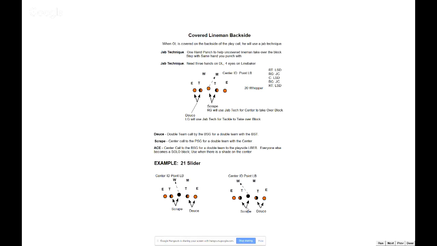And then here, 21 slider again, but now we're in the under front. We'll identify the will. We have our scrape call, but my left guard knows I'm covered on my inside, so I'm going to use my jab technique. Jab and climb, lateral step and drive. Jab and climb, lateral step and drive.